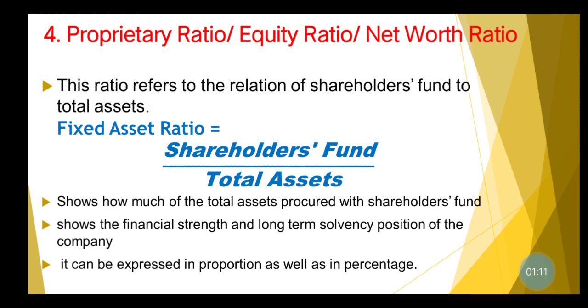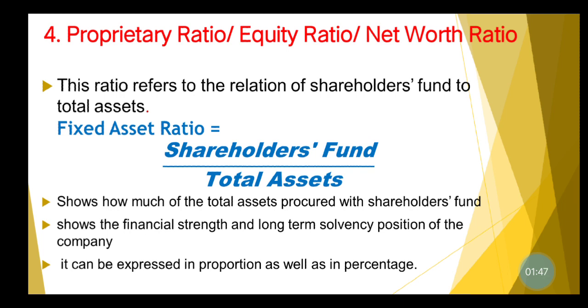This ratio is computed for the purpose of knowing how much funds have been contributed by the shareholders towards the total assets. For example, if you got the ratio of 0.5 is to 1, this ratio can be expressed as a proportion as well as in percentage. So if the ratio is 0.5, that is expressed like 0.5 is to 1. Otherwise you can express it as 50%.